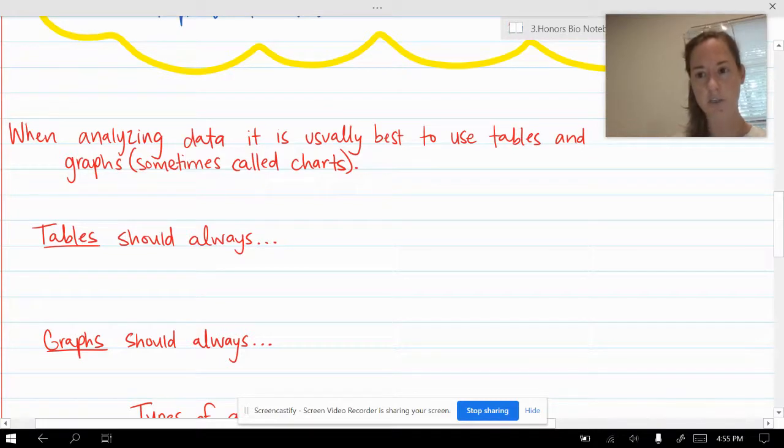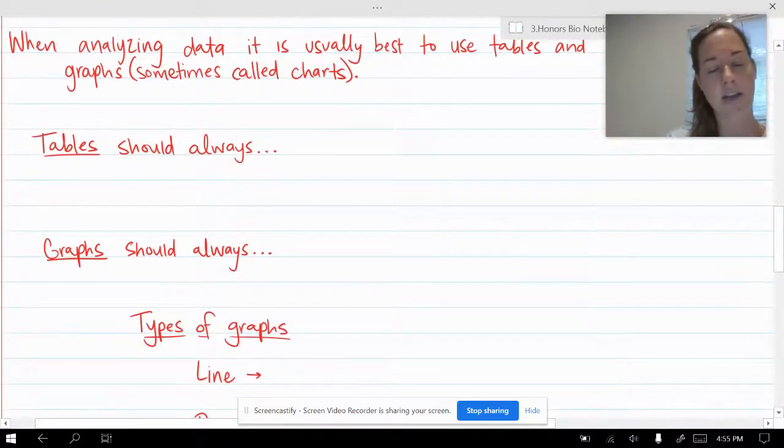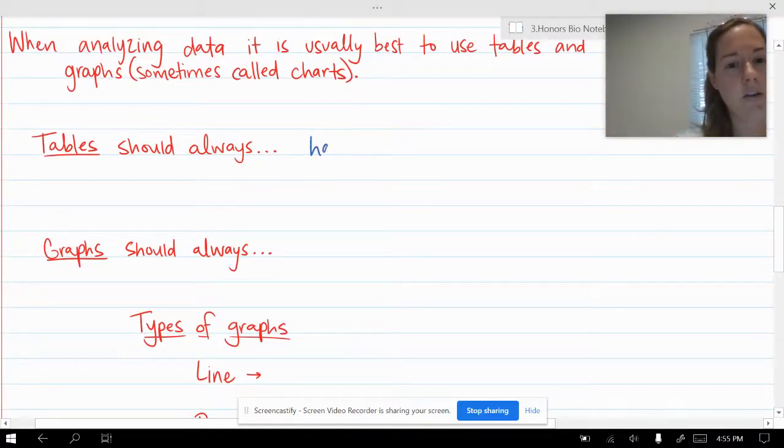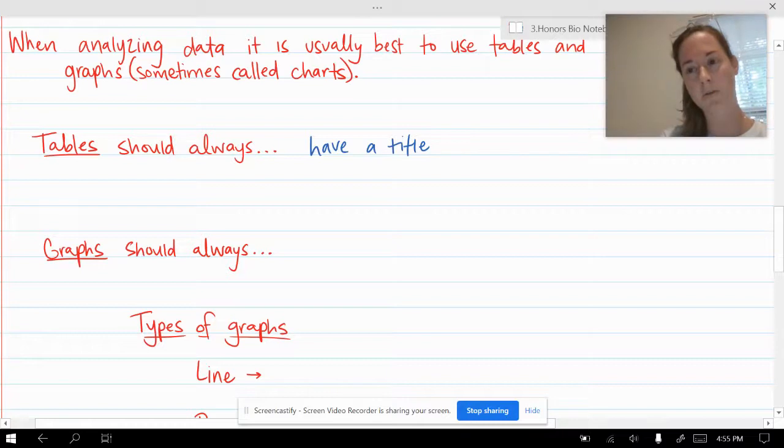Sheets look. Okay, so when you have a data table, you should always make sure that your tables have a title. Up at the top, you want whoever's reading your report to be able to figure out what your data is showing. So you want to make sure you have a title up there.